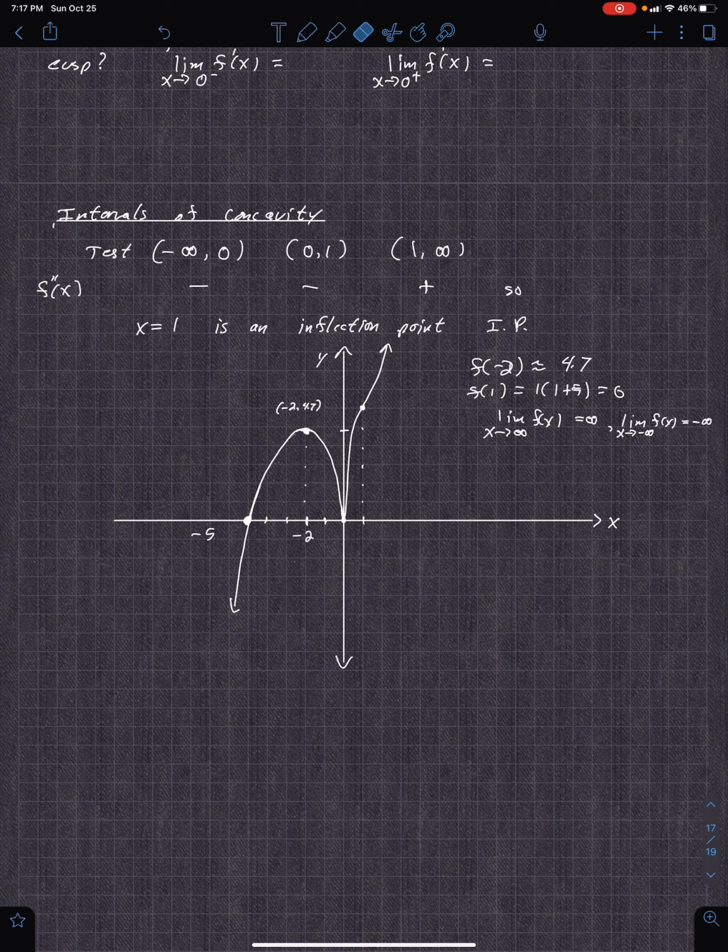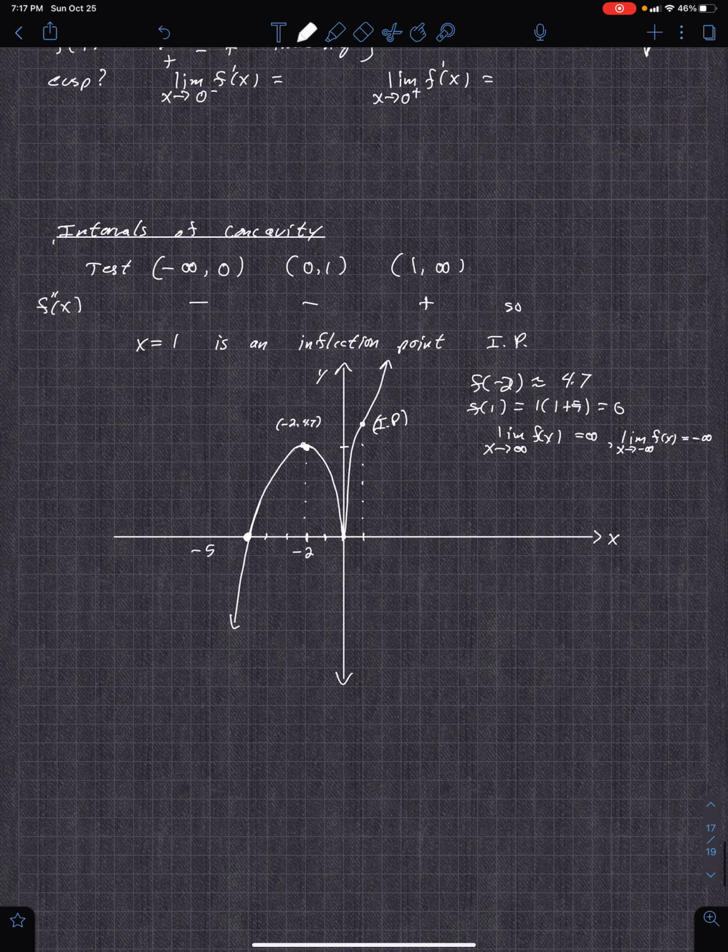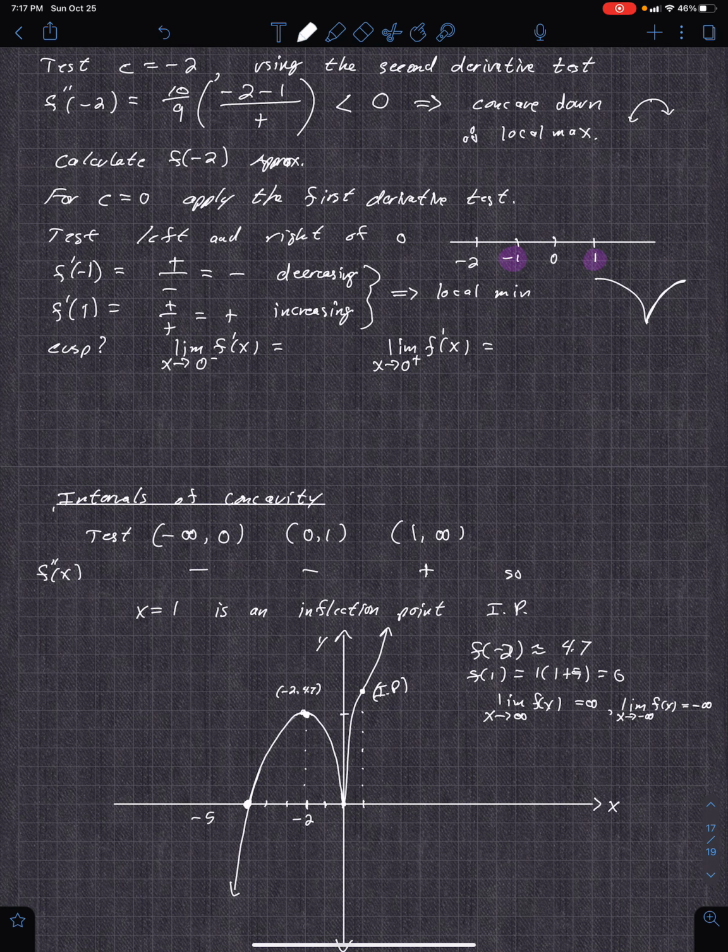So inflection point, label that. Here's your inflection point. There's your local max. And then this is also a local min. And then right here, this told us it goes from decreasing to increasing, so it's a local min.